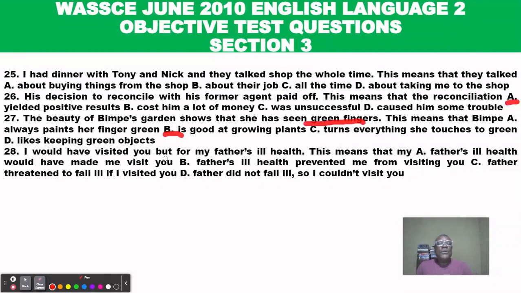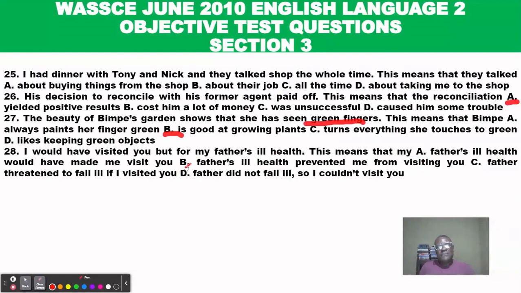So you have to contextualize, you have to look at the words together, and then you'll be able to figure out the meaning. This is really very important. This means that my father's ill health would have made me visit you.